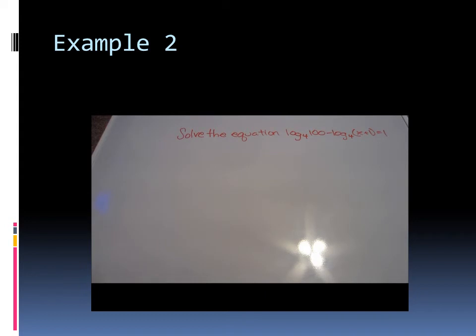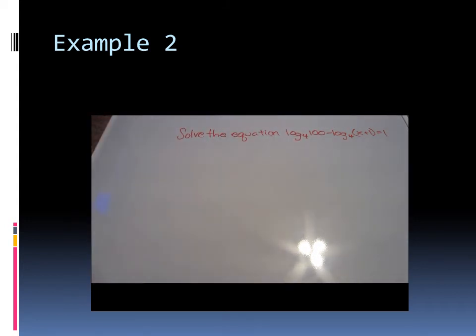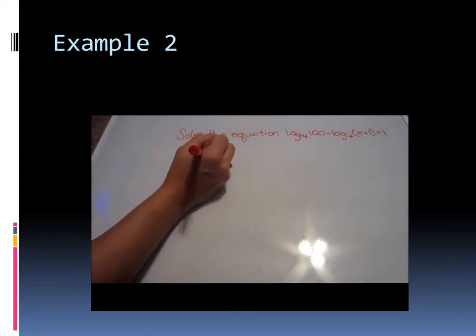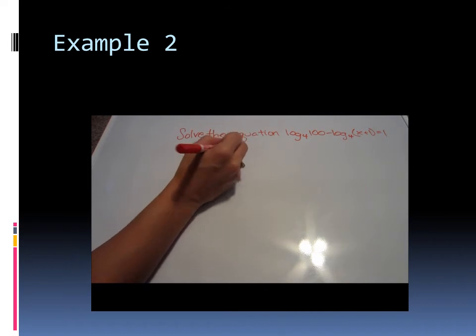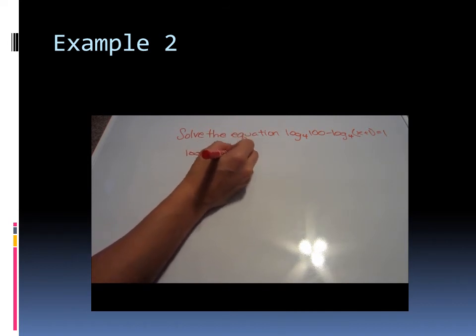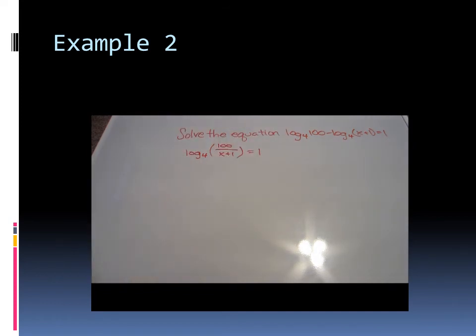Now we're going to solve the equation log base 4 of 100 minus log base 4 of x plus 1 is equal to 1. The first thing we want to do is combine the logs into one log. Since we're subtracting them, we're going to use the quotient rule. So we have log base 4 of 100 divided by x plus 1, and that's equal to 1.